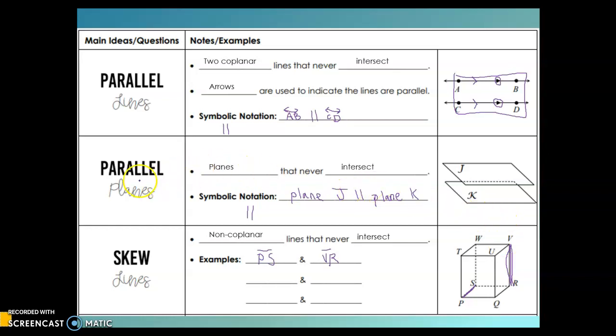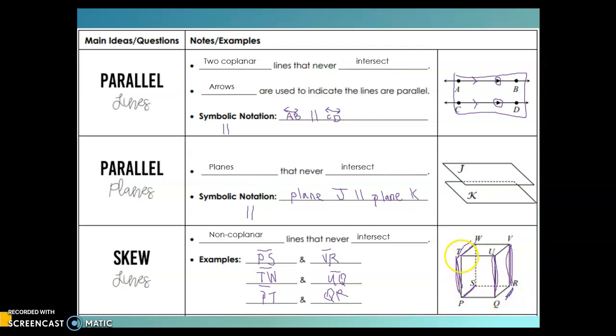Some other examples that we can see in here of skew lines, we've got TW, which is on the top of our cube here, running front to back, and a skew line with that might be UQ. Let me add my line segment notation there. UQ is running up and down. Another example of a skew line is PT. That's really bad handwriting on that one. And PT might be skew with QR. We've got PT running up and down, and QR running here.